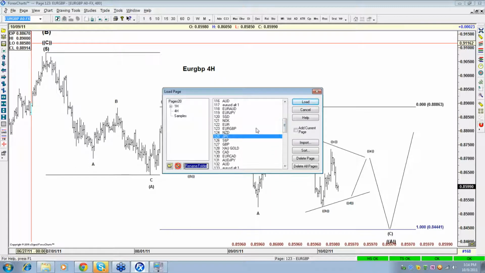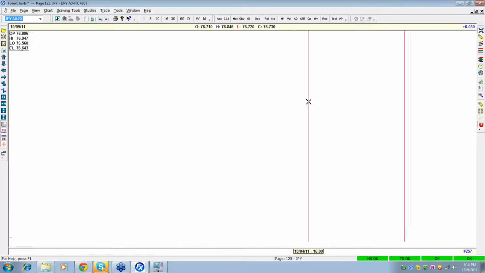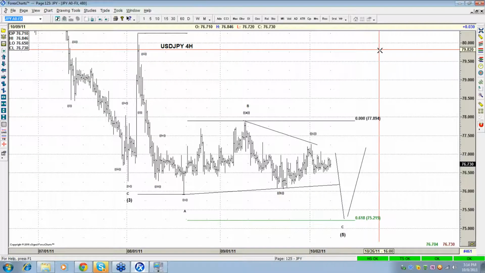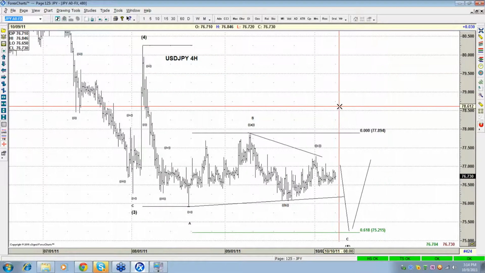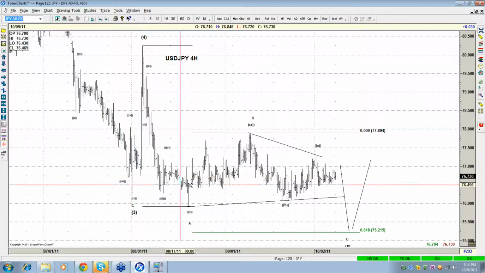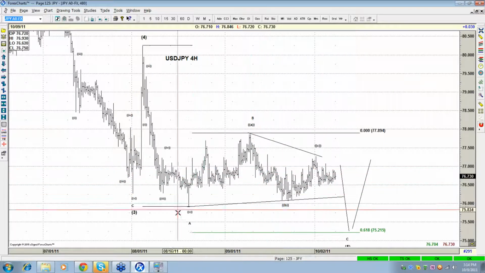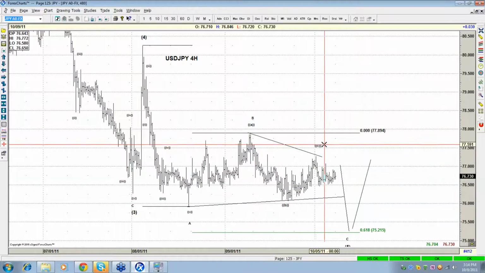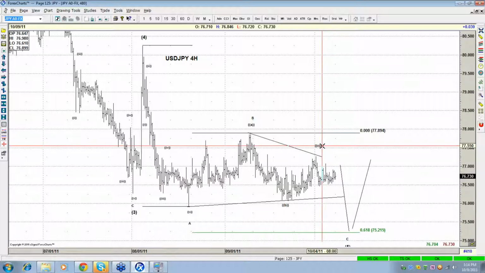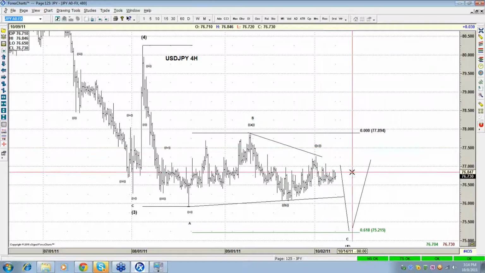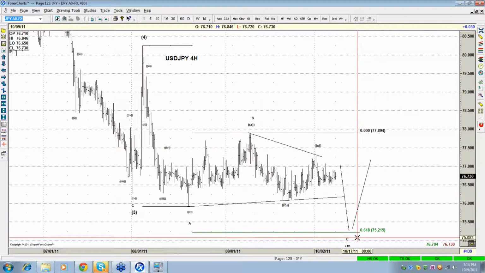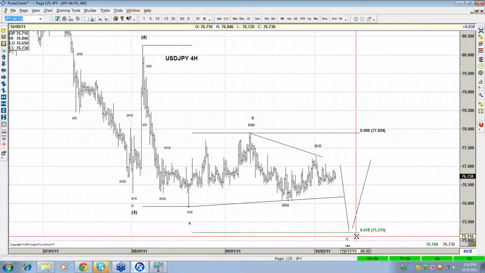The dollar yen, yes. This is what I like. I didn't send this trade because I didn't want to send that many trades. But it looks like it's a wave B triangle here. You got A, B, Z. This is also a very tricky pair. I've been saying for a while that I see 75.21 trading.